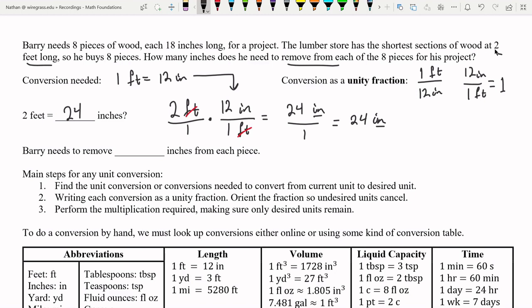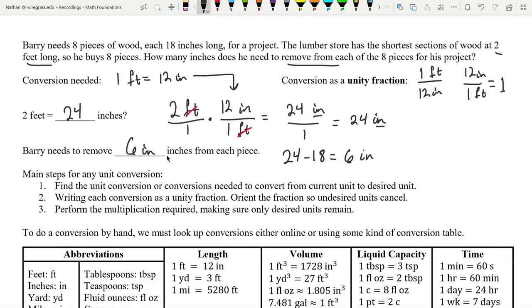Each of the pieces that he buys are 2 foot pieces. Each one's 2 feet, or in other words, 24 inches. So he's going to remove 24 minus 18, 6 inches from each piece, and that gives him his desired piece length. So this is how a unit conversion works.